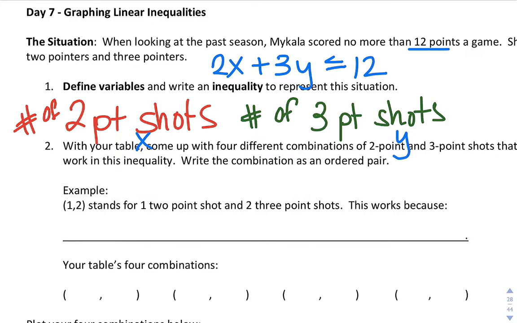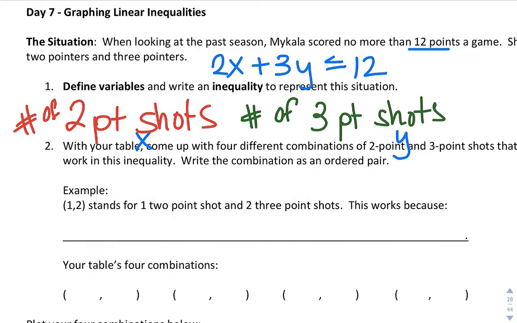So in class, with our table, we came up with 4 different combinations of 2-point and 3-point shots that work in this inequality, and we write the combination as an ordered pair. So for example, 1, 2 stands for 1 2-point shot and 2 3-point shots.